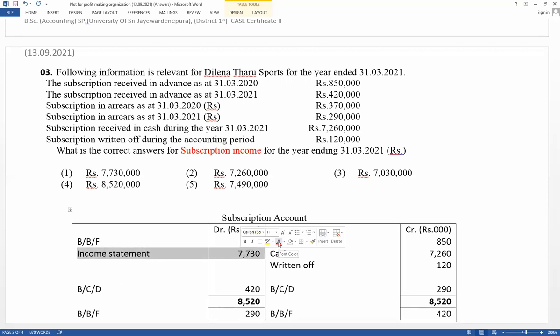Now think where we have to disclose these when we prepare the financial statements. We need to see where we put these. This subscription income value should be included in the income statement as income. Subscription written off, this value, goes in the income statement as an expense. And the cash received amount is the cash account debit. The closing balance should be included in the financial position. Subscription receivable under current assets. Subscription received in advance under current liabilities.